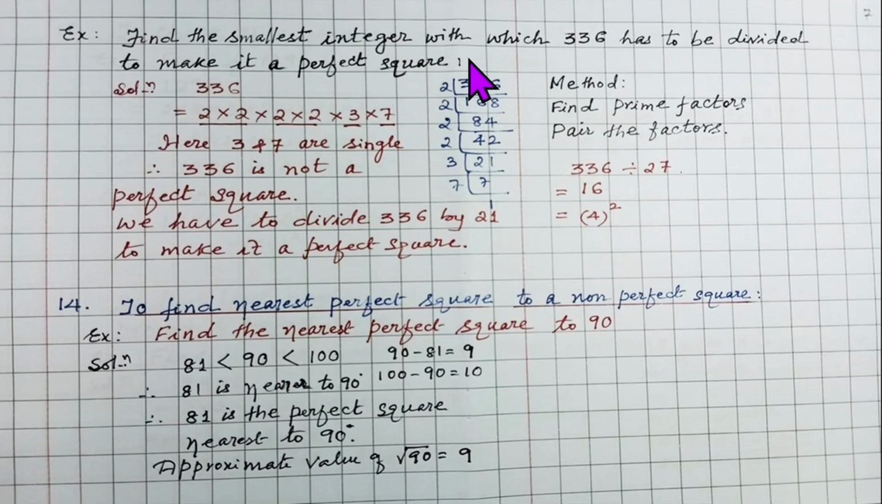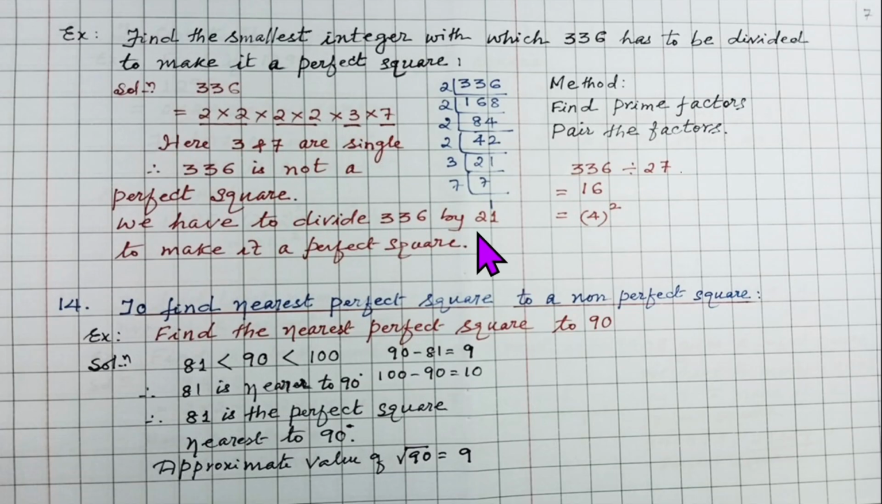Now, to find the smallest integer by which 336 has to be divided to make it a perfect square. In the earlier example, we multiplied by 3. Now let us see the factors of 336. The factors of 336 are 2, 2, 2, 2, that is four 2s, then 3 and 7. So we have 2 pairs, and 3 and 7 are single. That means 336 has to be divided by 3 as well as 7, that is 21.